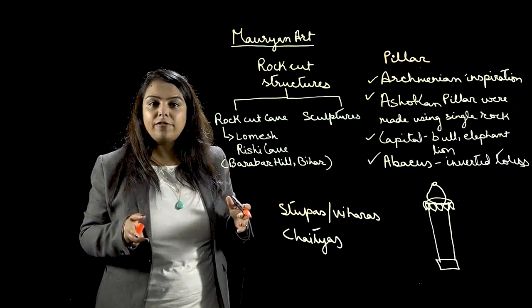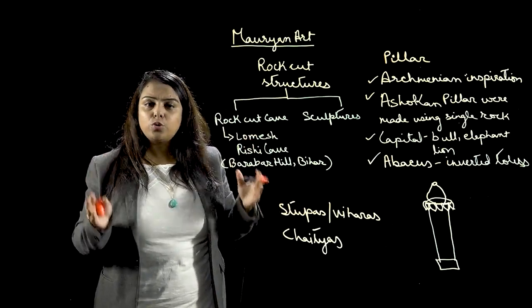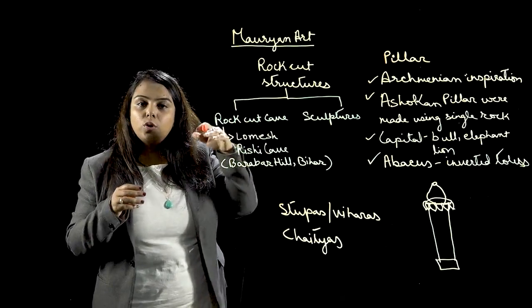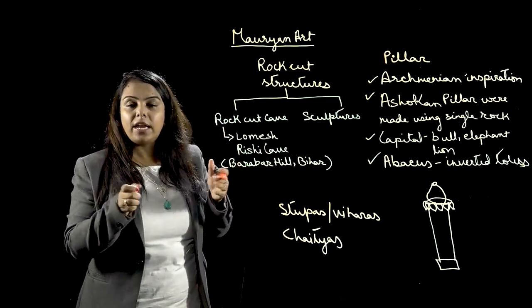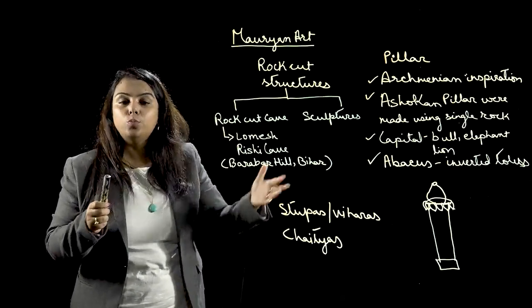How were these caves made? A huge mountain or monolith was chosen, and there the rock was carved out so that the caves were created. The caves were created by carving out rock from that huge monolith.